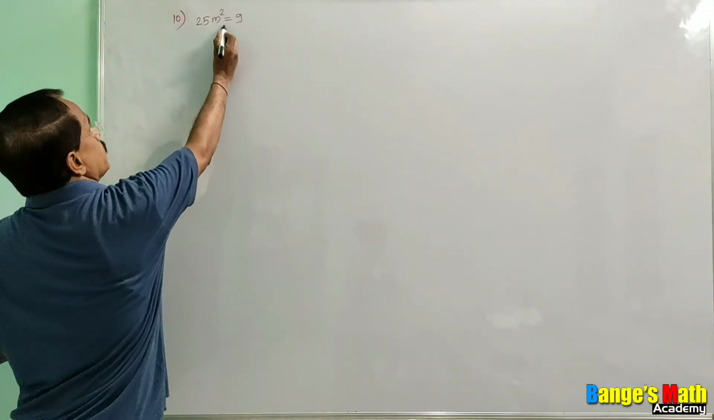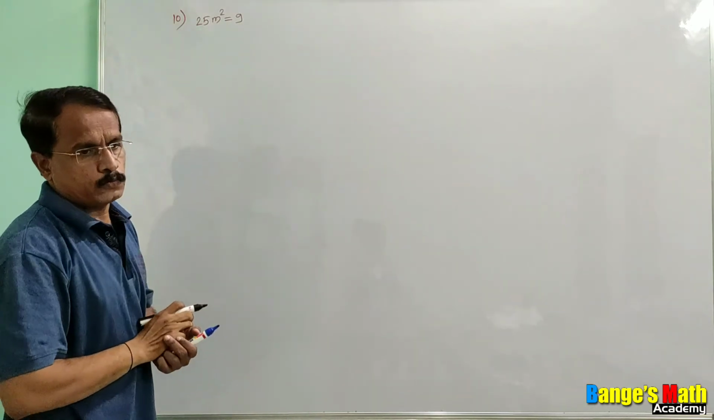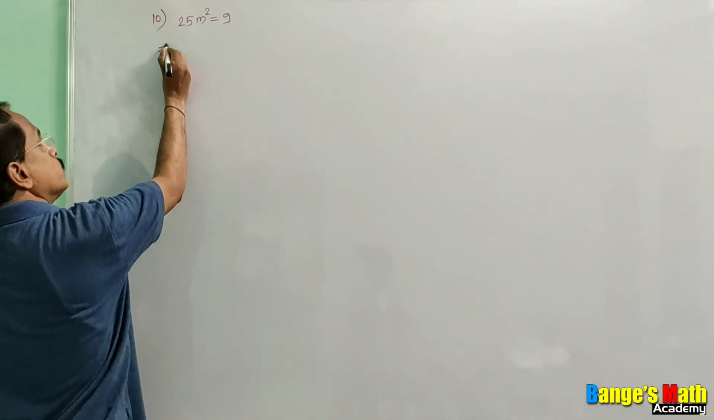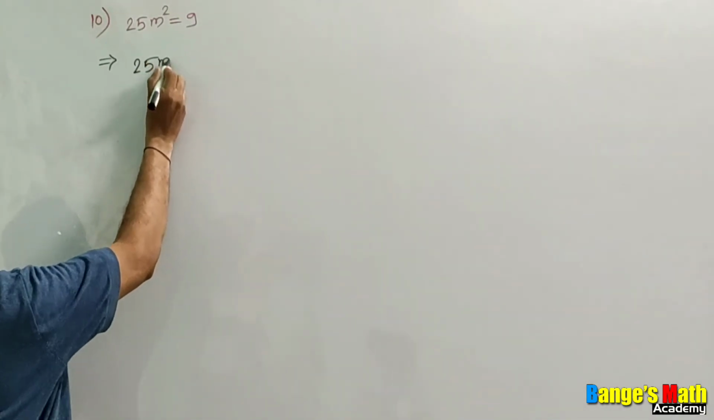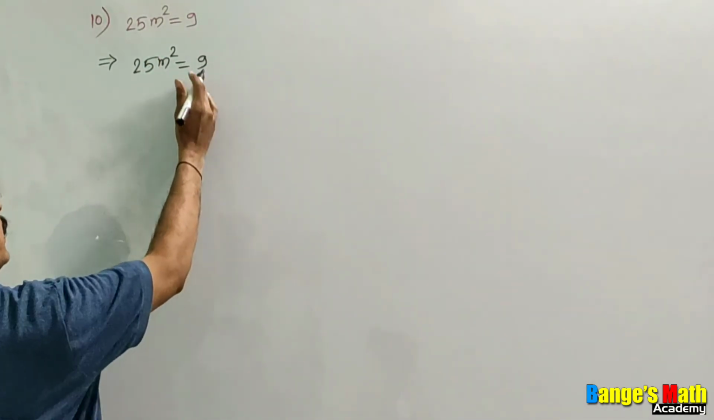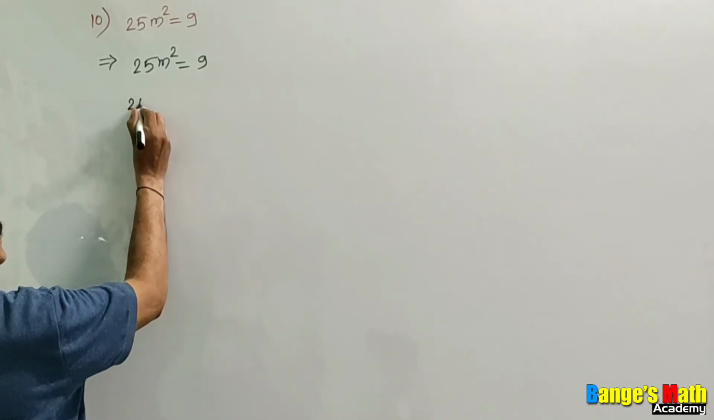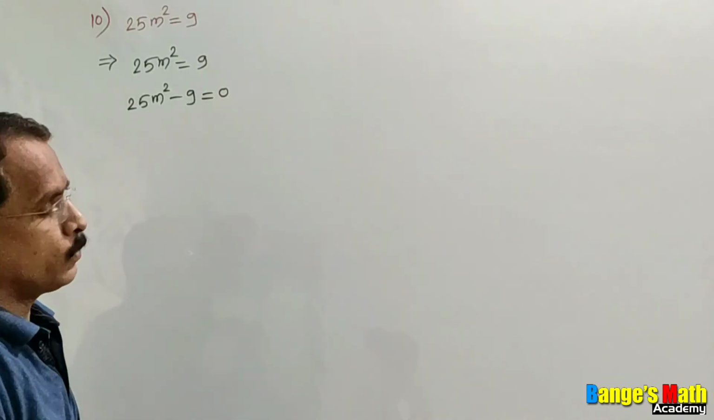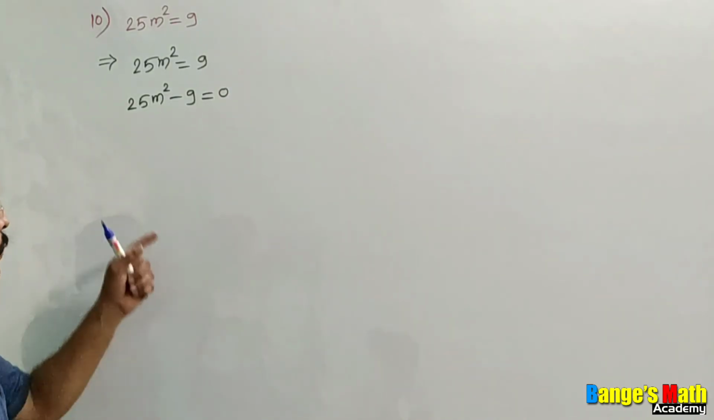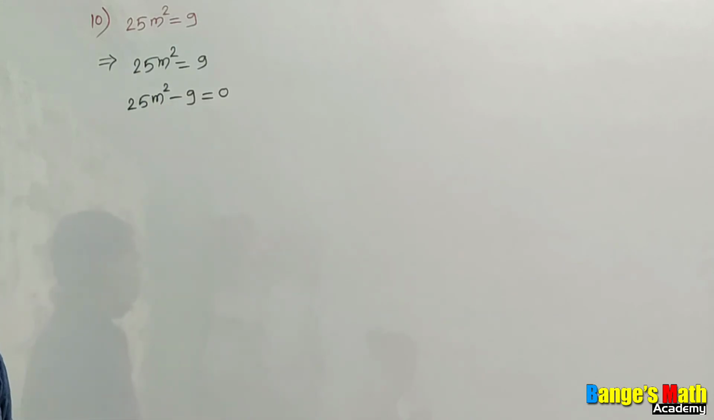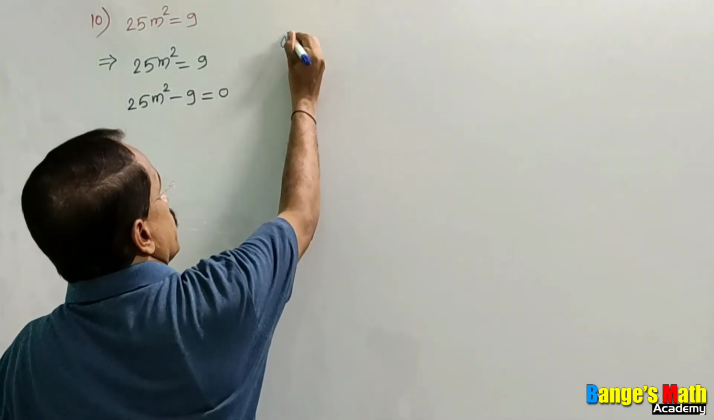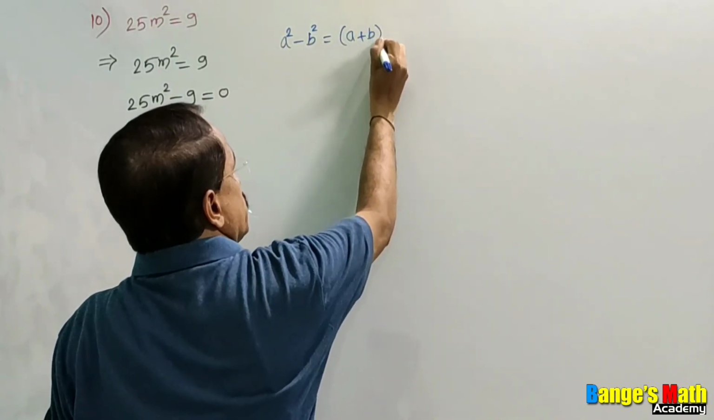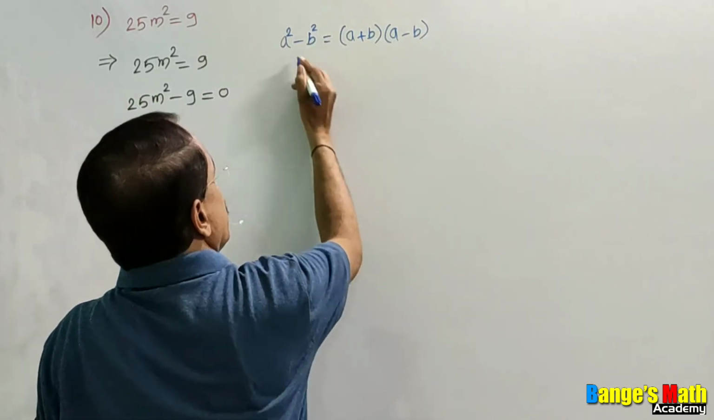10th example, 25 m square is equal to 9. We have to find the roots of the given quadratic equation. So write down the given example: 25 m square is equal to 9. Transfer 9 to the LHS: 25 m square minus 9 is equal to 0. So we can find factors of this by using the expansion formula: a square minus b square is equal to (a plus b) into (a minus b).